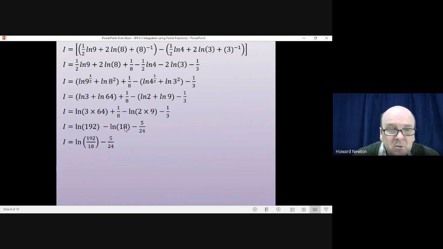Now we're going to use the subtraction rule for logarithms. Log a minus log b is the log of a divided by b. So we'll have log 192 over 18, minus 5 over 24. And that simplifies to the log of 32 over 3, minus 5 over 24. And I think that is as simple as it gets. And that's also the answer written in the form that they asked for.